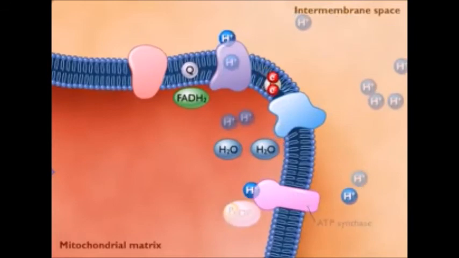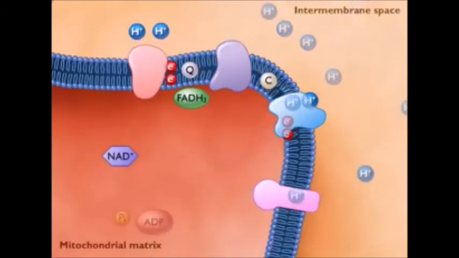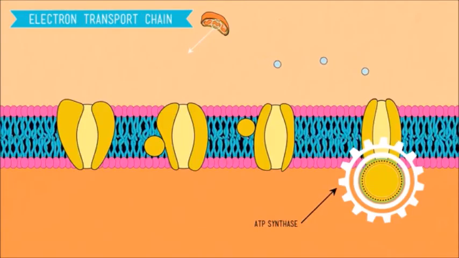And with that, we conclude the whole process of cellular respiration, obtaining up to 38 ATP molecules for every glucose.